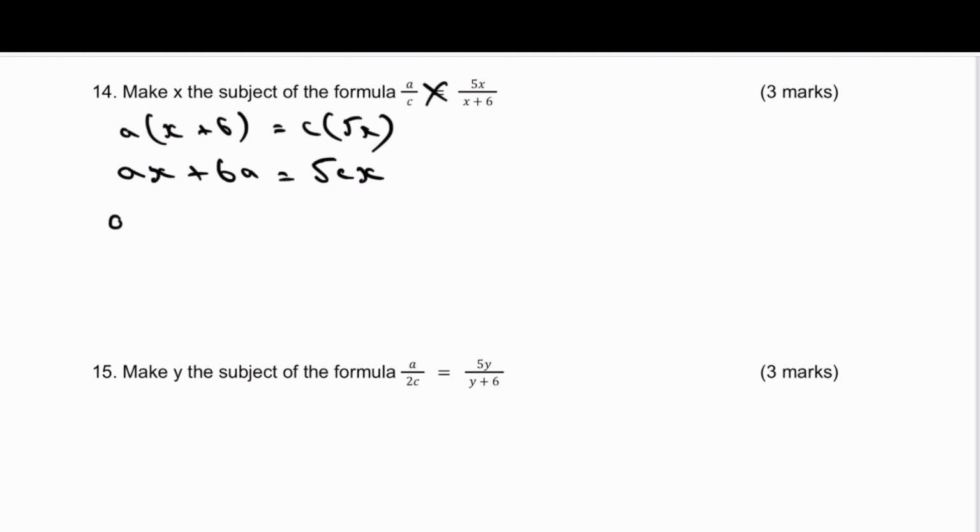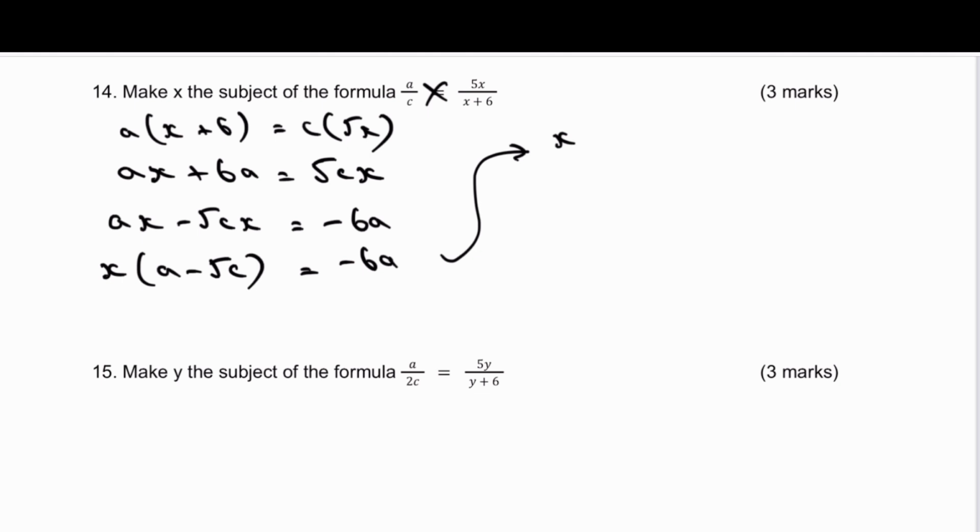So I'm going to get ax minus 5cx, and now I'm going to put the plus 6a onto the right hand side, so that becomes minus 6a. Okay, so if I factorise then for x, I'm going to get x times a minus 5c equals minus 6a. If I divide through, I'm going to get x equals minus 6a all divided by a minus 5c.